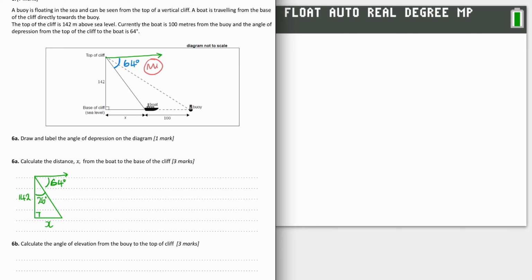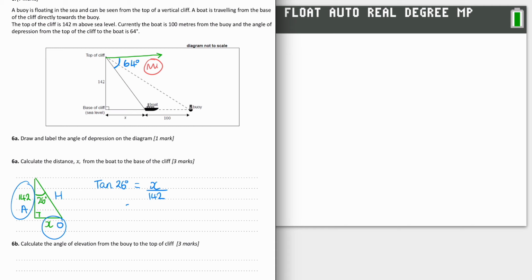So I can use that angle of depression. That's why they asked me to work that out previously. I've now got my right-angled triangle. I know an angle and I'm looking for a measurement and know the other measurement. This is the hypotenuse, the opposite and the adjacent. So I'm interested in the A and the O, which is tan. So it's tan of 26 degrees, which is equal to x over 142.